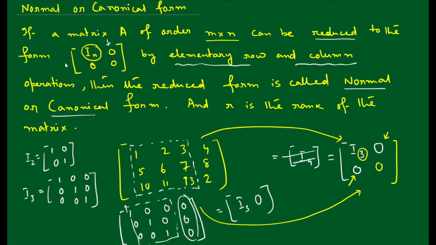Okay, and the type will be like this. Here you see it's a 2 by 2 matrix. It may be a different order matrix like this. You see here, this is the order of the matrix, 1 row and 2 columns. So it's 1 by 2. So order may be different, but the form should be like this. I2, I3, I4 will come, and the remaining elements are all zeros. And R is the rank of the matrix. Okay, so let us take an example.